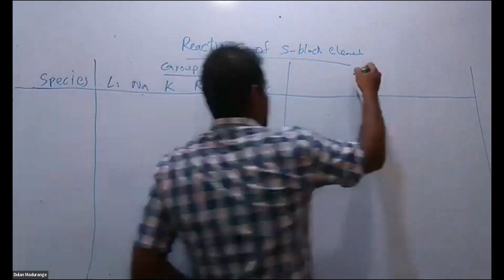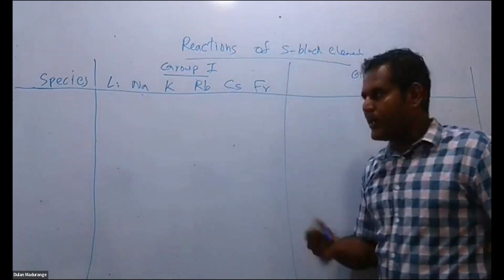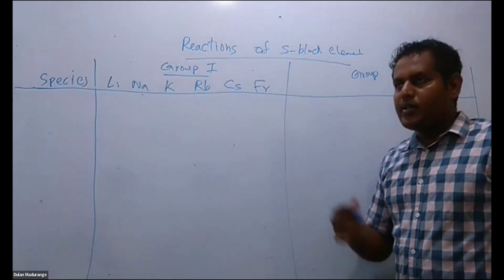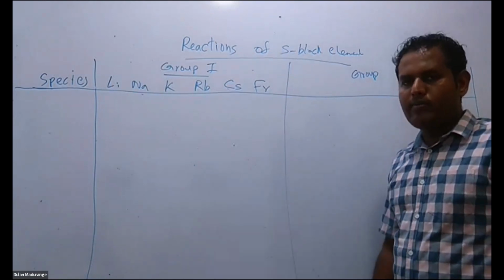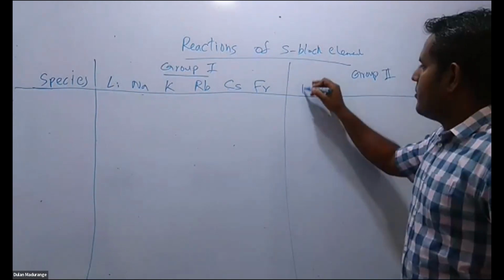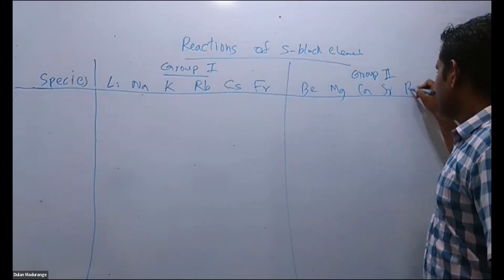Group 2, please use colors when you are writing the note. Try to use green, black, blue, red, all the colors when you're writing your inorganic note. It's a colored note, right? Group 2: beryllium, magnesium, calcium, strontium, barium, radium.